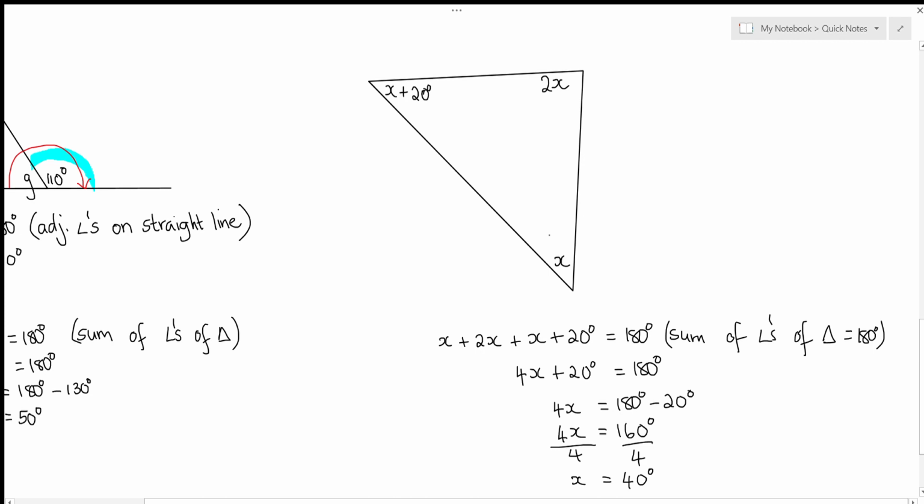So this is how we work these out. They're not difficult, you just have to apply the rules as you're going along.